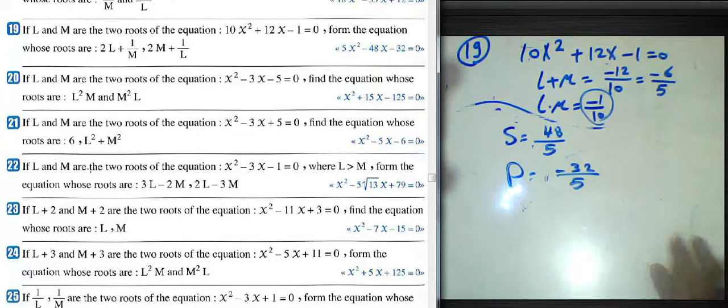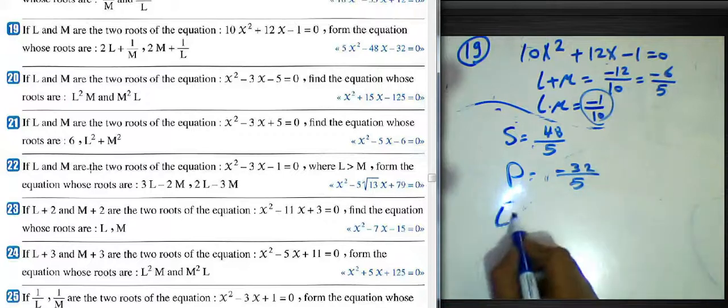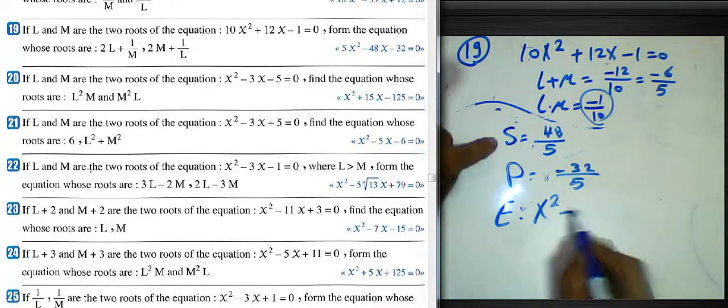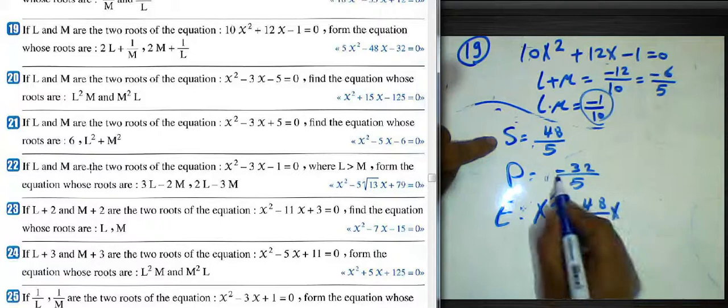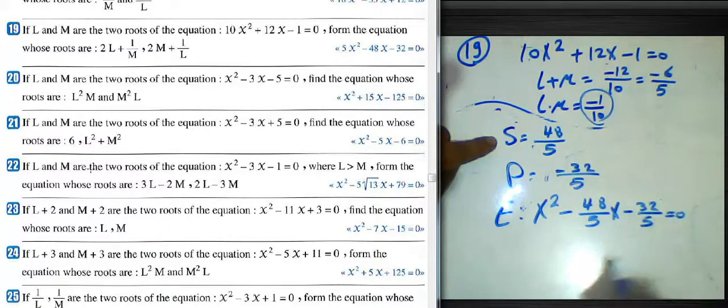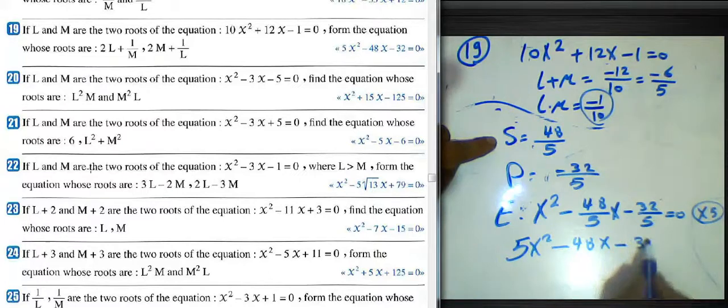خلاص قربنا نخلص اهو. خلاص يا شباب ان شاء الله نخلصها حالا. تعالى بقى نكتب الايكويشن. x باور 2 subtract the sum اللي هو 48 over 5 وجنبها x وبعدين البرودكت اللي هو نيجاتيف 32 over 5 كل ده بزيرو. نقوم عاملين ملتبلاي لل5 عشان نتخلص من ال5 اللي تحت يبقى ايكويشن 5x باور 2 subtract 48x subtract 32 equal 0.